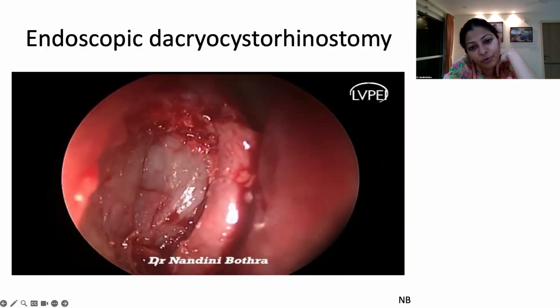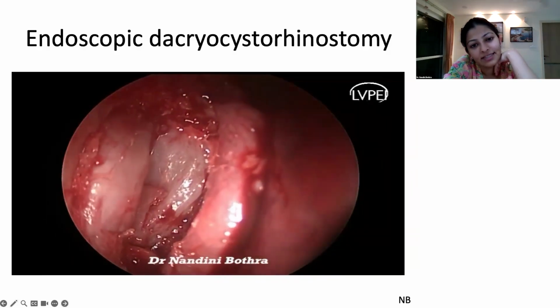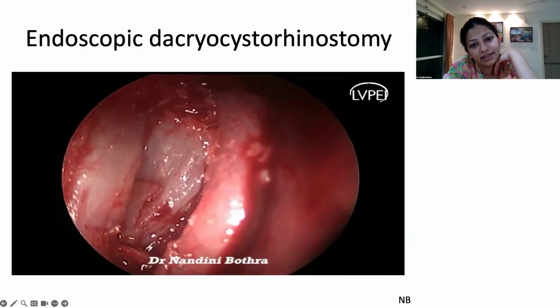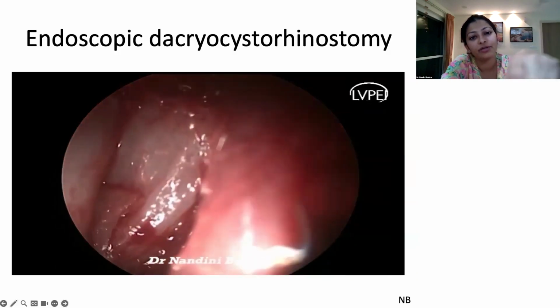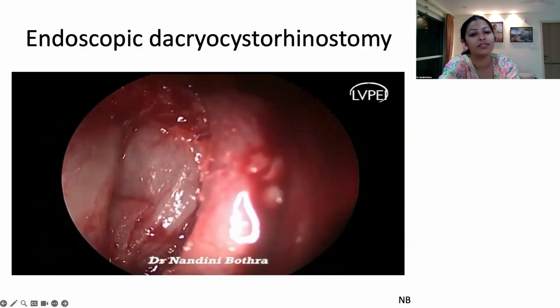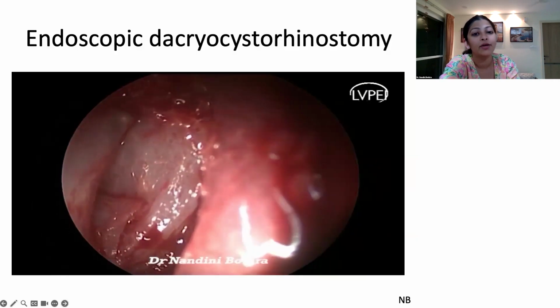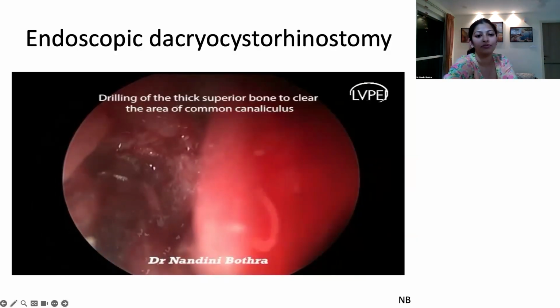Now you put in a probe and then you look at where the probe is exiting. Is there any bone in front of it? Look at the topmost part of your lacrimal sac. You can see the probe coming in. You can see that there is no bone in front of it.